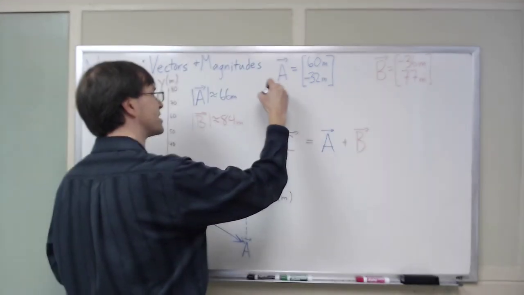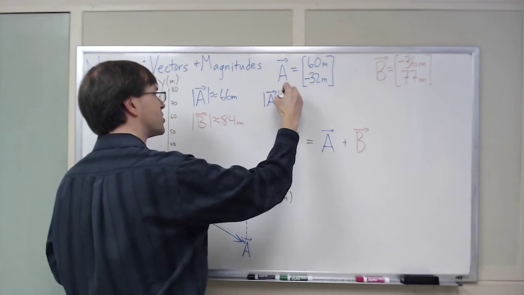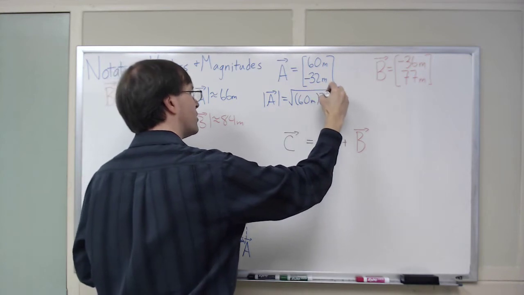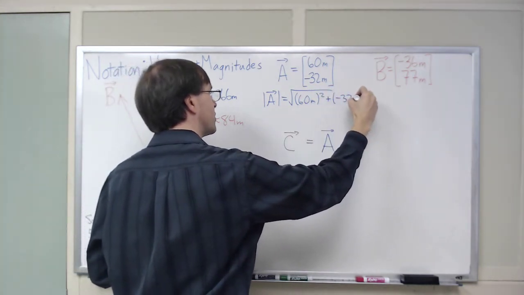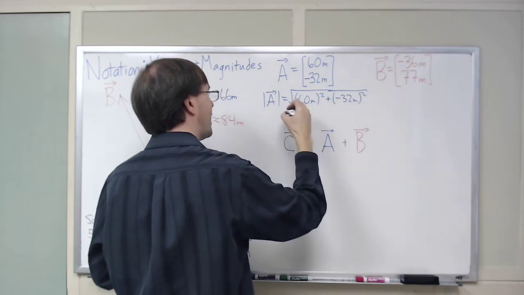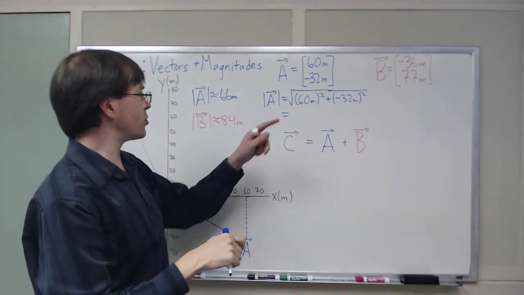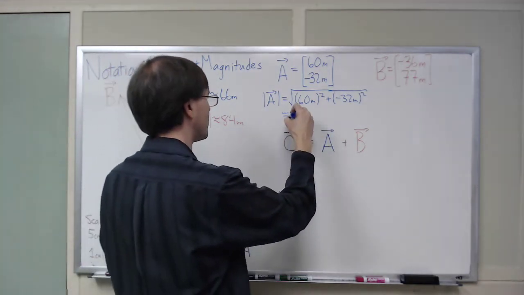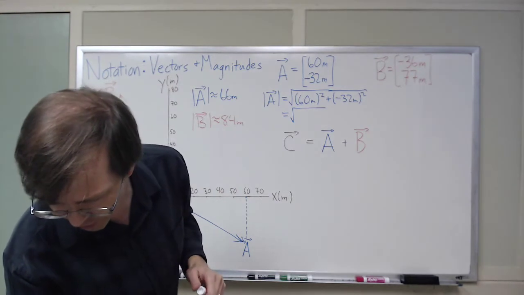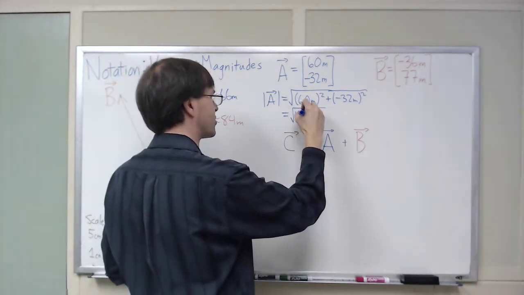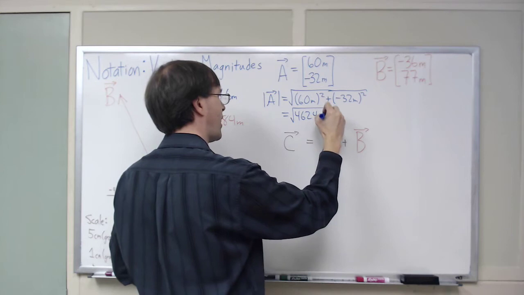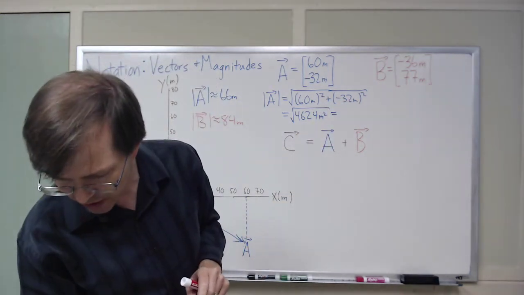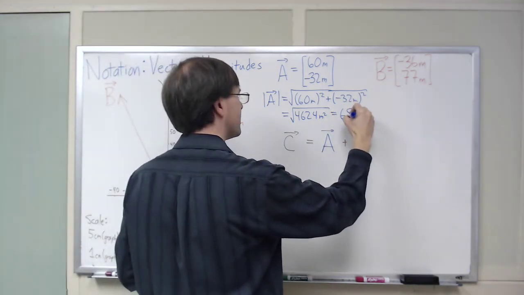My Pythagorean theorem says that the magnitude of A is going to be the square root of 60 meters squared plus negative 32 meters squared. And when I put that together, that's 3,600 plus 1,024. That's the square root of 4,624. I did this earlier. Meters squared, and the square root of meters squared is meters, so I have the right units. And when I take that square root, I get 68 meters.